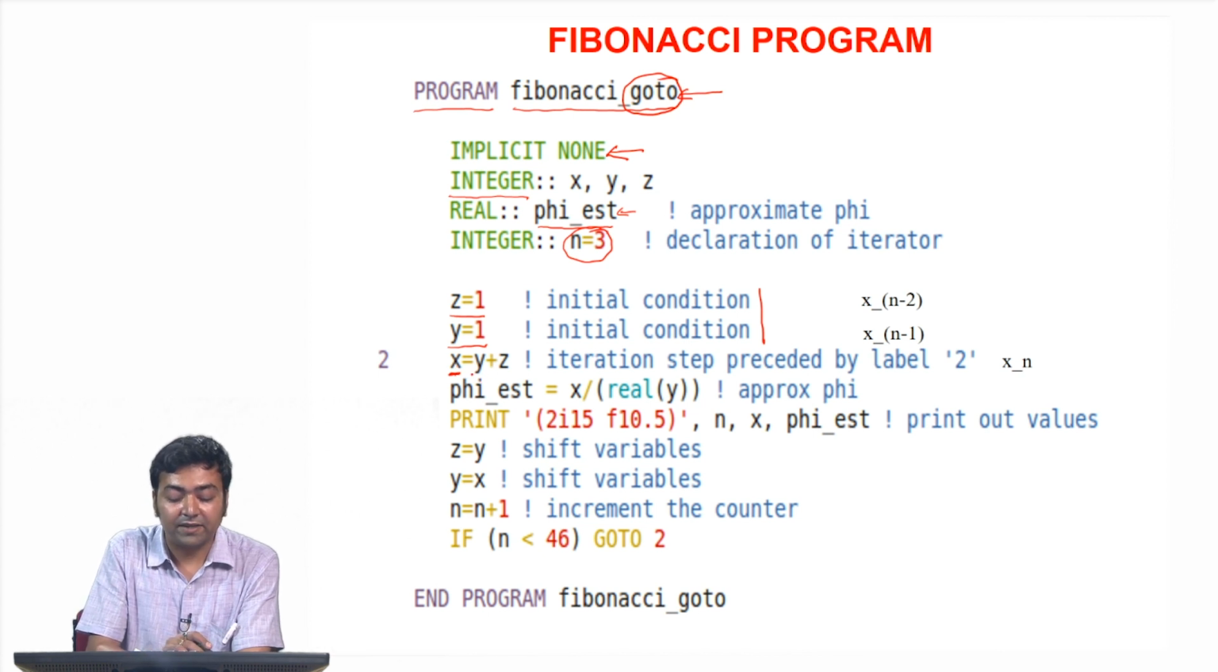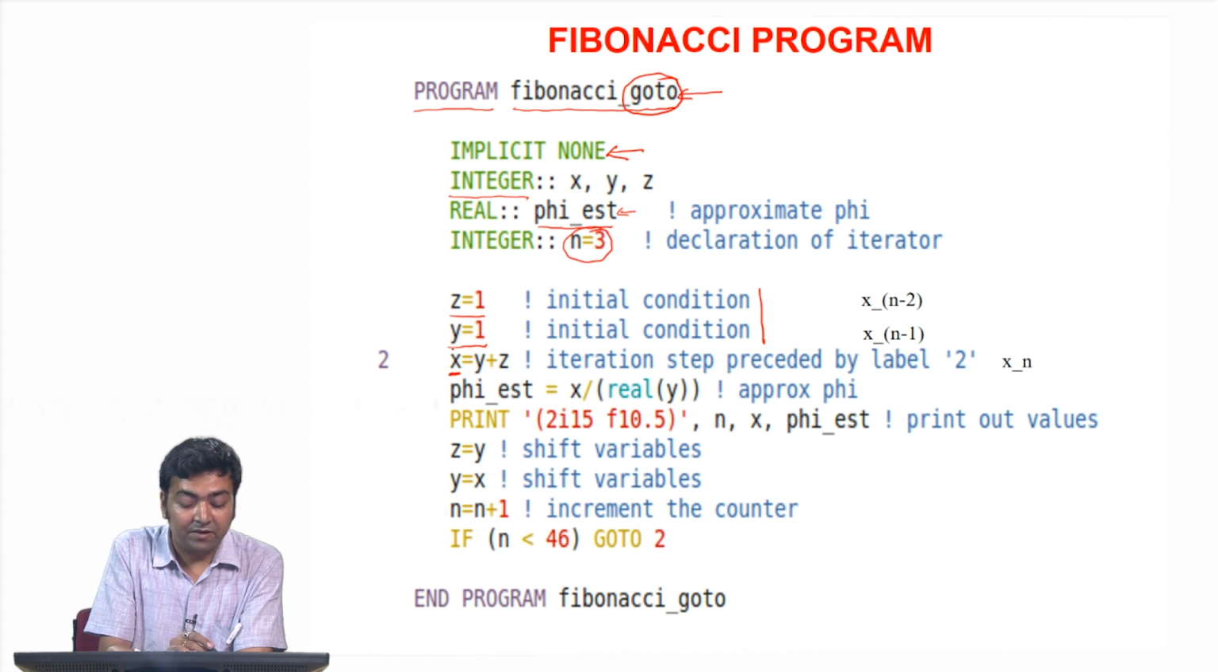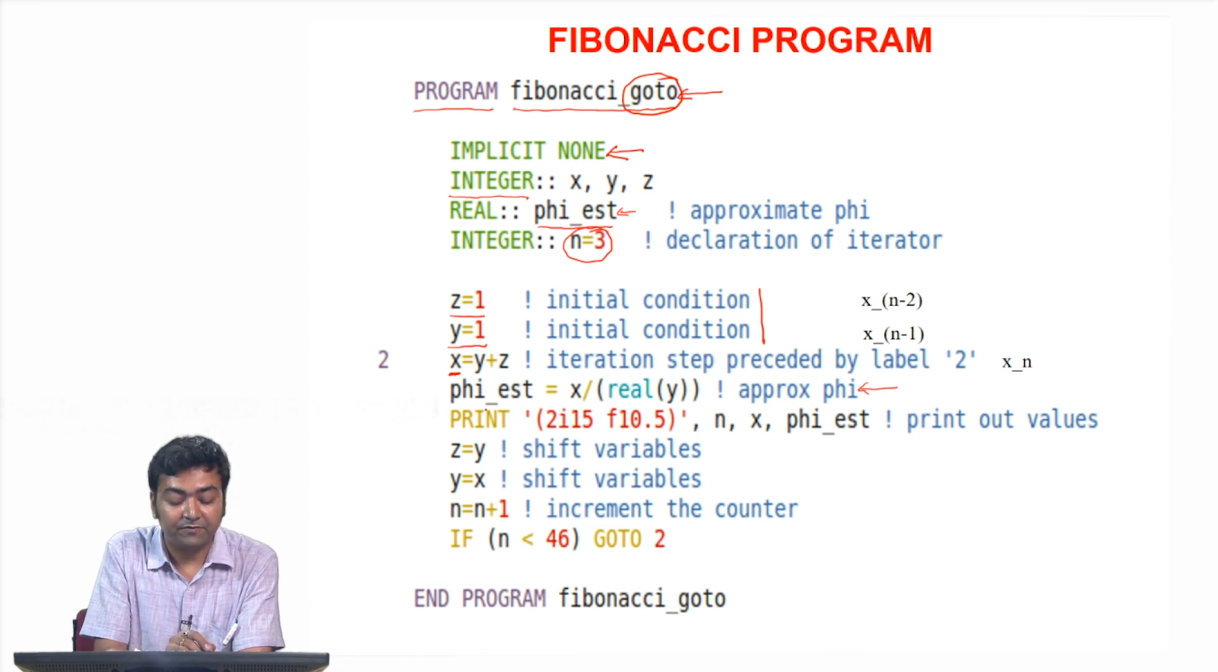compute the value of x, that is the nth number in the series, which is nothing but the sum of n minus 1 and n minus 2 numbers, and that is what I have done. So, basically in the variable x here I am assigning the sum of the variables y and z. Once that is done, now I am estimating the ratio which is stored in this variable phi. Now notice one thing.